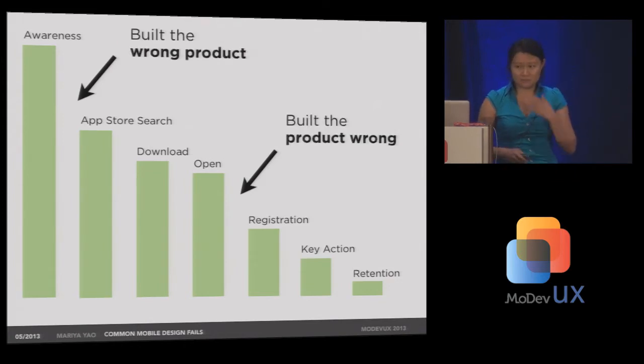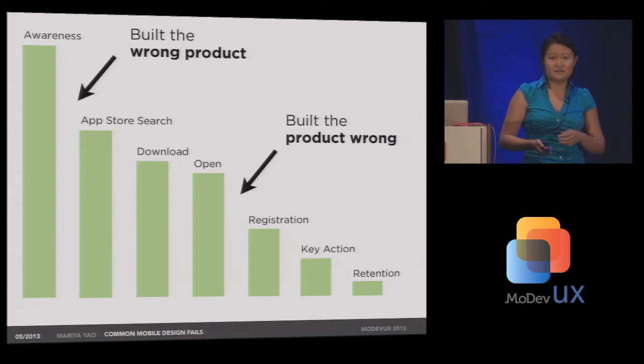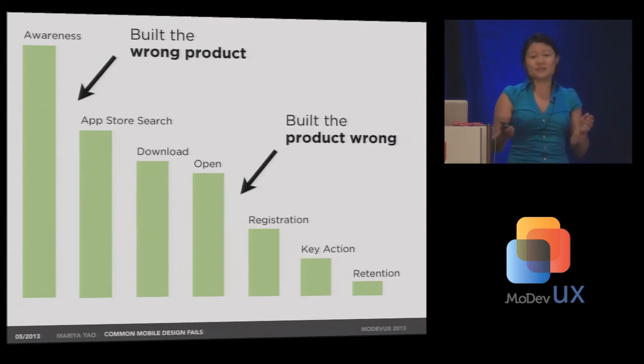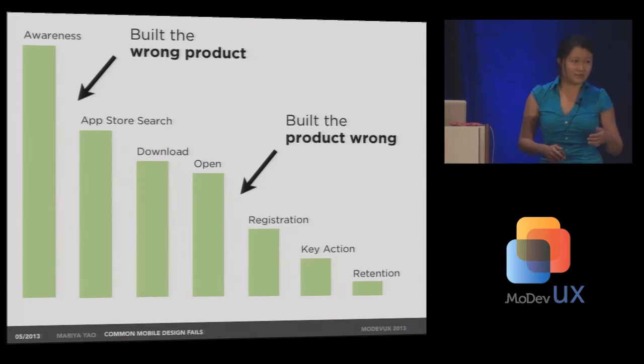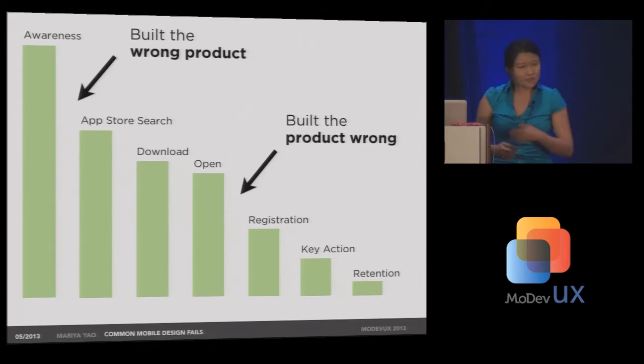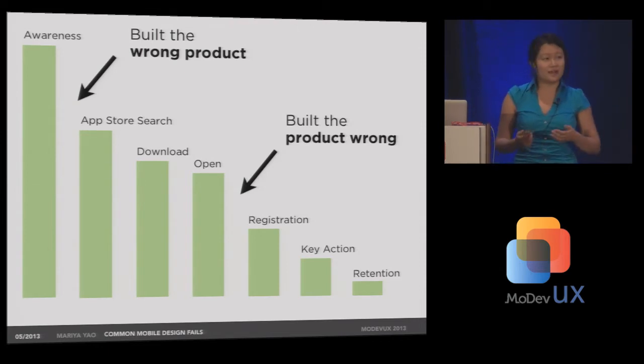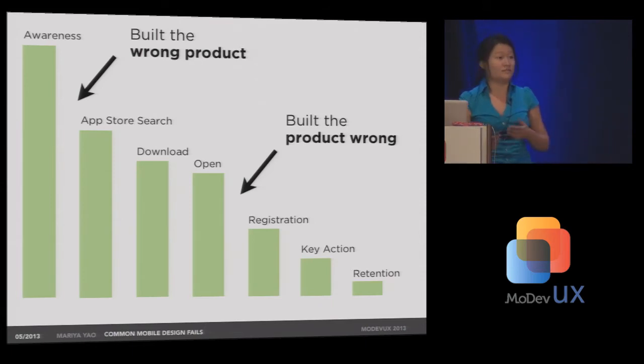And what I mean by that is a strategic fail is where you build a product, you announce it, nobody cares. Nobody wants your product. That's why there's such a drop-off between awareness and acquisition. The second kind of problem, which is the tactical fail, is where you build a product wrong. People actually want to use your app. They downloaded it, they opened it, and then something about your design really turned them off and they bounced.